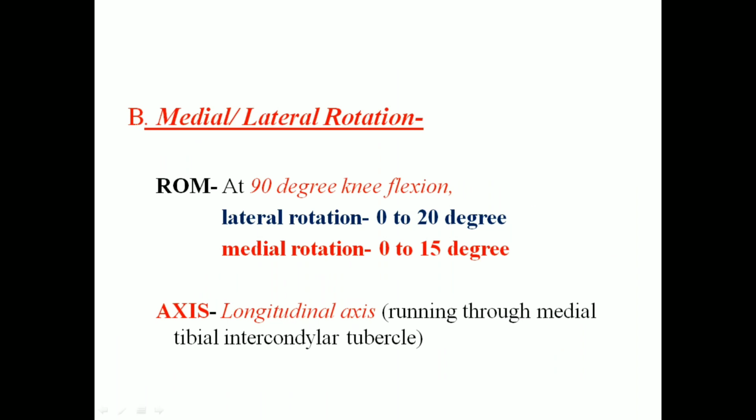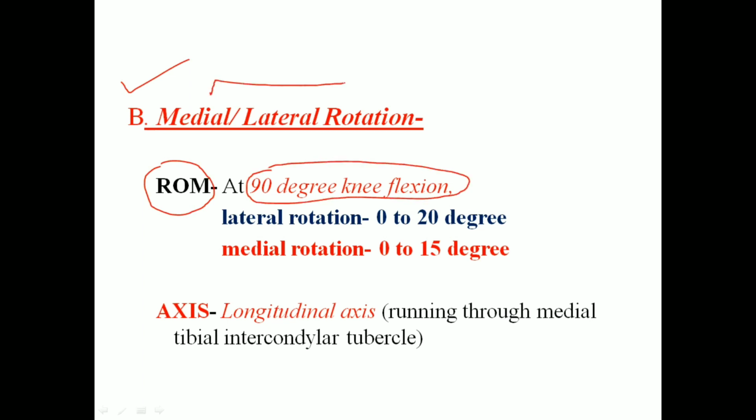Now coming to the next movement, our medial and lateral rotation. This range of motion is at 90 degrees, meaning only at 90 degrees of knee flexion is it possible to observe the medial and lateral rotation. So at 90 degrees of knee flexion, the person is in a high sitting position like this on a stool or chair, meaning the foot should not come in contact with the ground. So you can see here, from here it is easy to go for medial and lateral rotation movement.